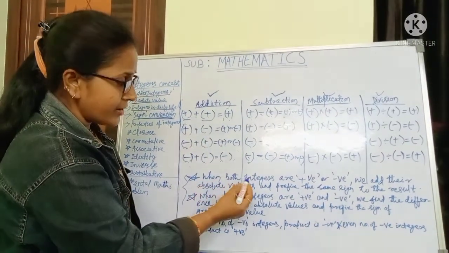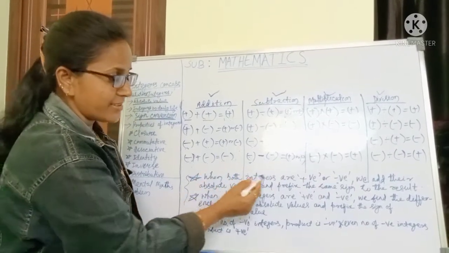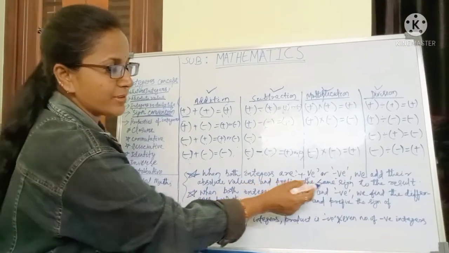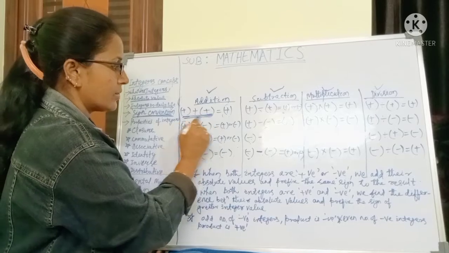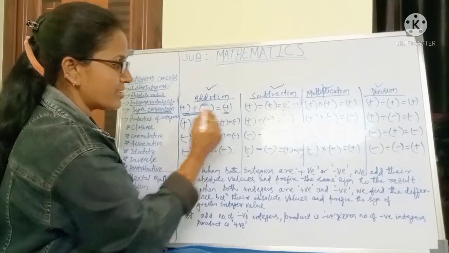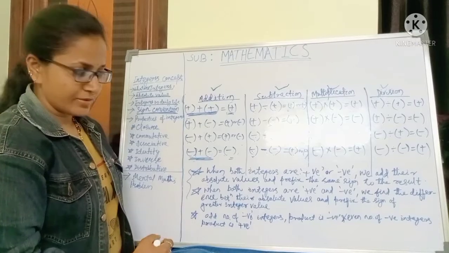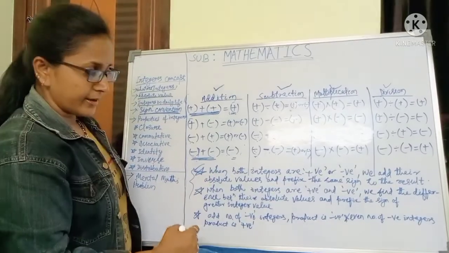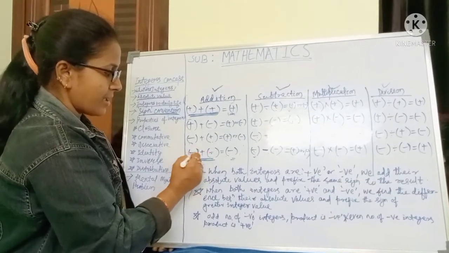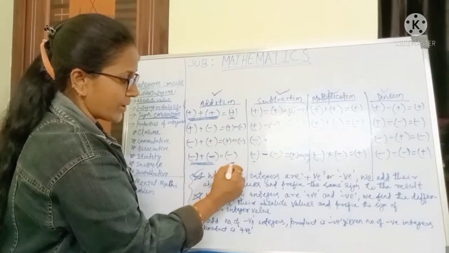So when both the integers are positive or both are negative, we add their absolute values and prefix the same sign. If both integers are positive, we get a positive value, and if both are negative, we get a negative value. The first property is satisfied, because both numbers have the same sign and the result has the same sign.